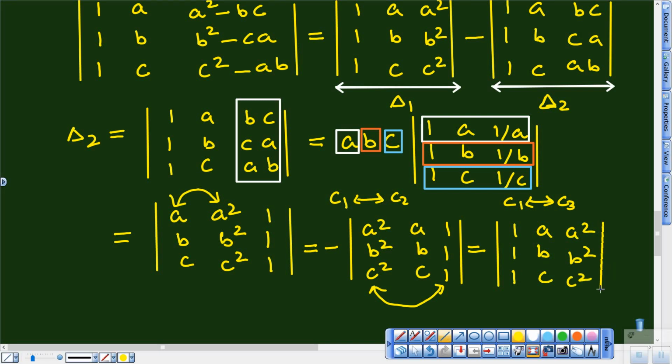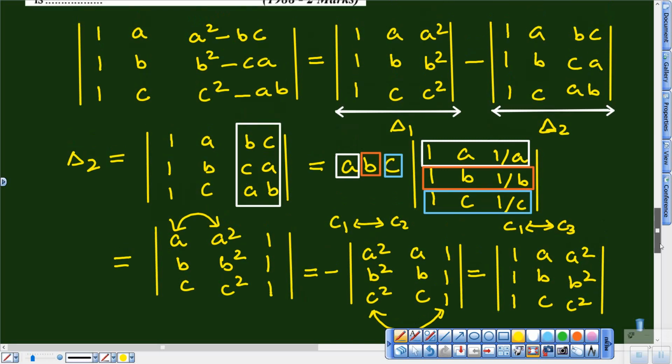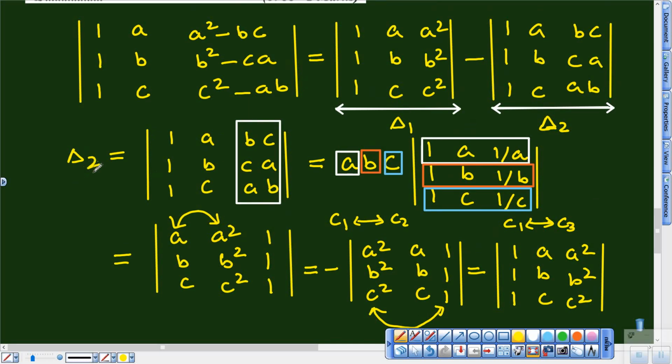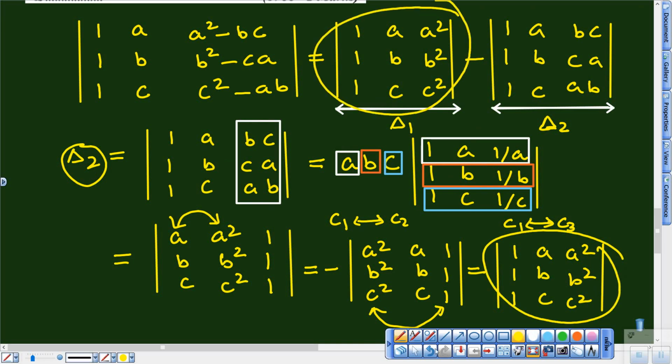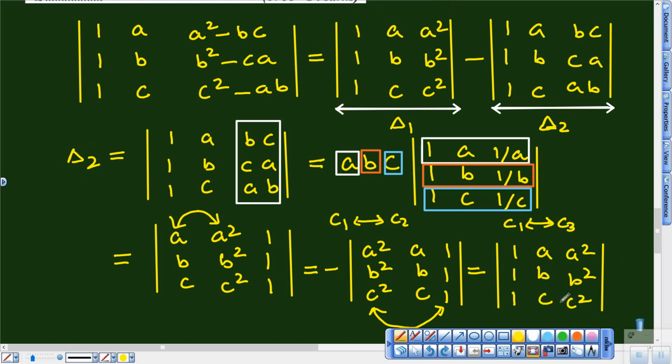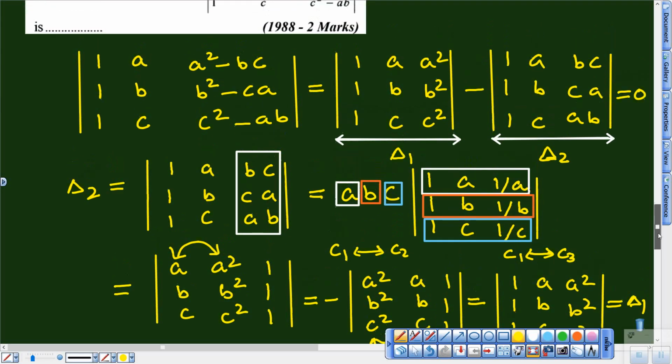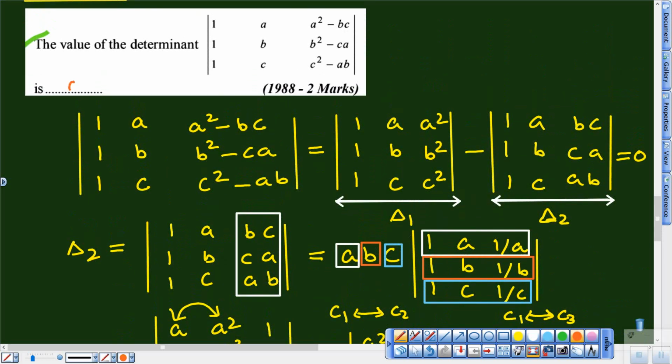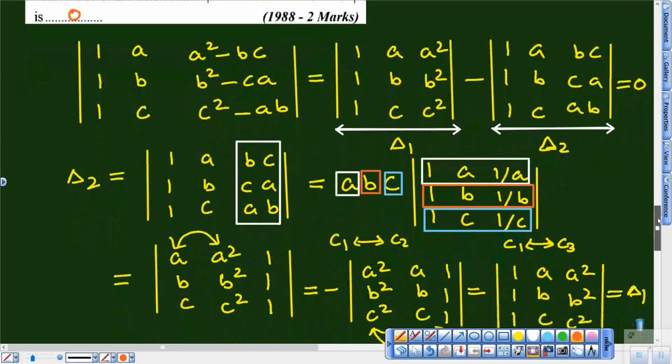Can you see that it is again delta 1? I started manipulating delta 2, but it has finally become equal to delta 1. You can see that I'm undoing this, right? So that's why this is equal to delta 1 itself. Since delta 2 and delta 1 are equal, the difference would be nothing but 0. So my answer would be 0 here, and that is the answer. Okay, that completes the discussion of this question.